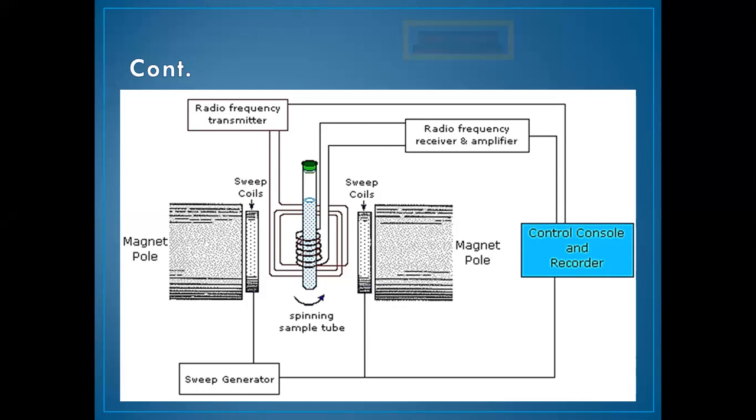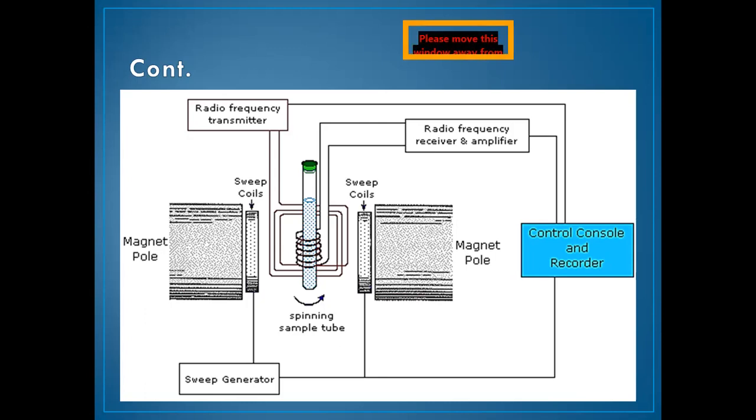The NMR signals are produced due to the resonance of atomic nuclei with radio waves. The radio waves are produced by a radio frequency transmitter. You can see the radio frequency transmitter, also known as the RF transmitter. It is used to produce a radio wave signal or a pulse of radio waves.